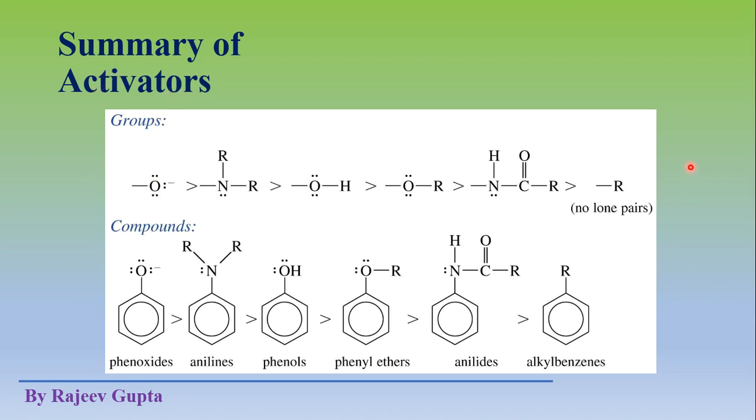Now this is the summary of activators. All these groups which are directly attached to the benzene ring are activators, or ring activators. Activators means those which increase the electron density on the benzene ring, and also these groups are ortho and para directing.